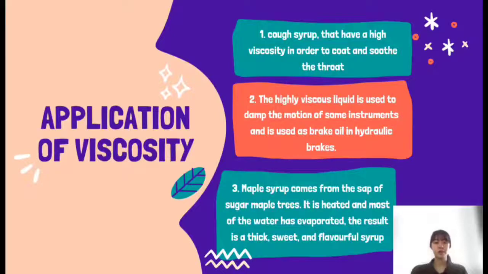Next, the second one is that highly viscous liquid is used to damp the motion of some instruments, and it is used as a brake oil in hydraulic brakes.